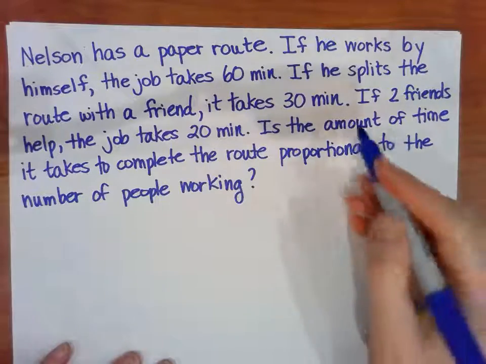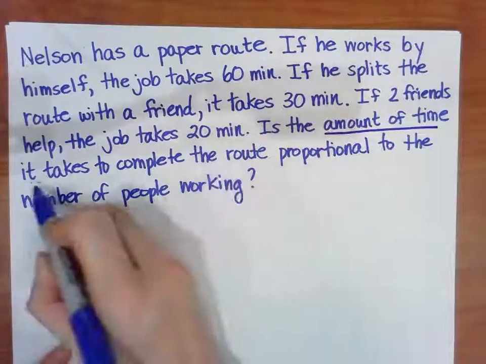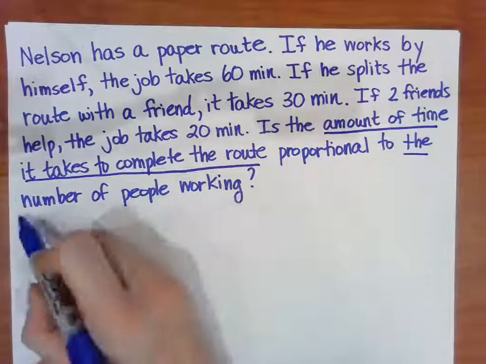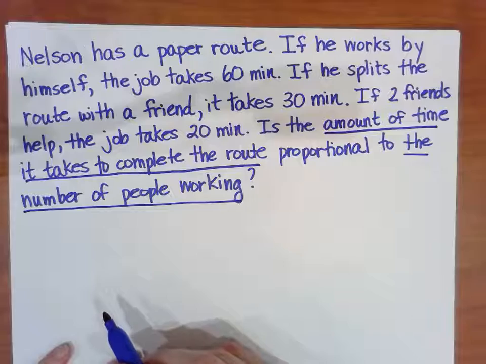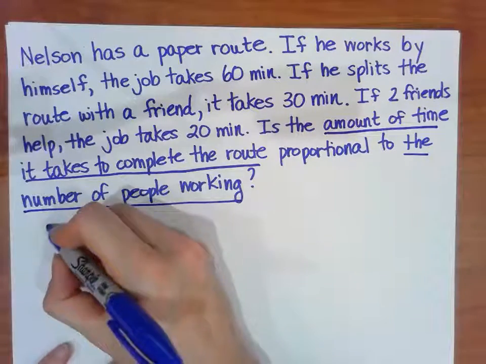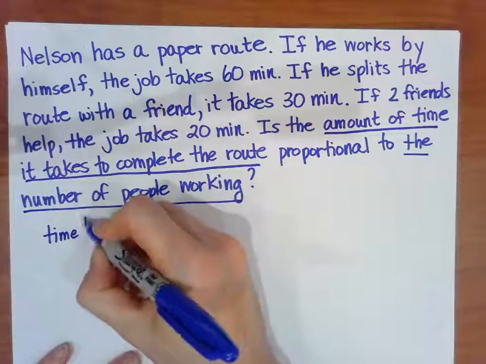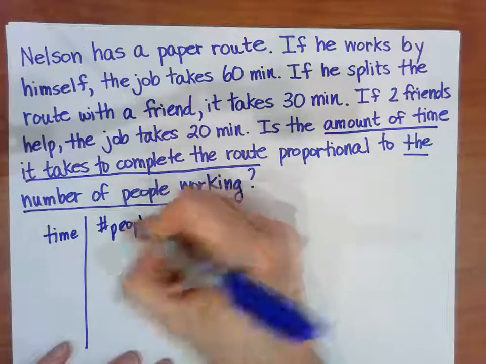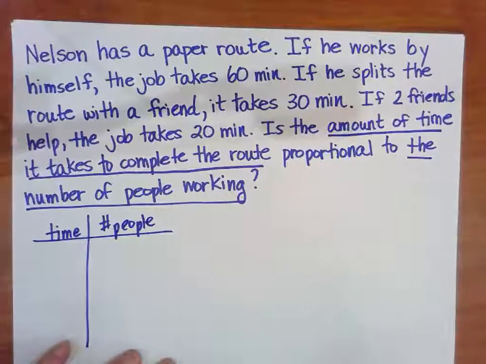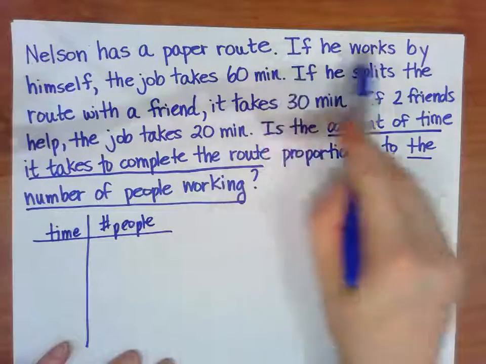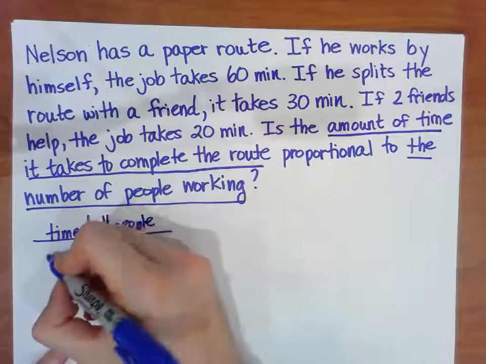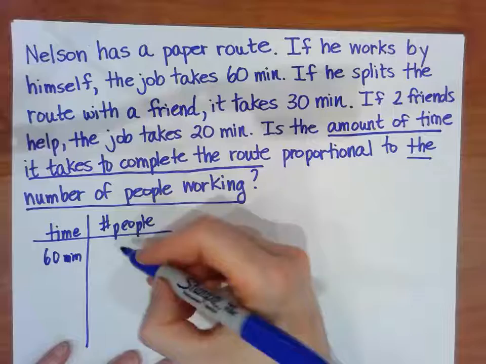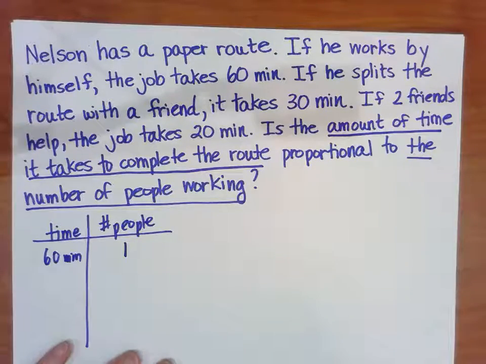Okay, so the things that we're comparing are the amount of time it takes to complete the route, and we're comparing that to the number of people working. So let's make our little table here. So we've got the time that it takes, and we've got the number of people. If we organize our data a little bit, it might help us. Okay, so the time that it takes, well, if he works by himself, it takes 60 minutes. So it's 60 minutes when the number of people is just himself. It's just one person.